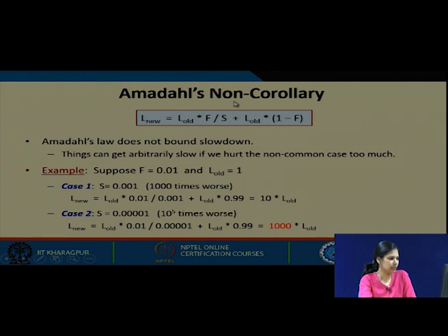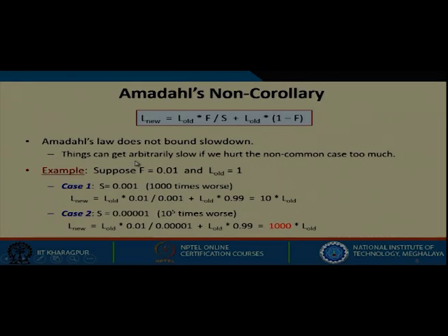Let us see Amdahl's non-corollary. Here what it says is that Amdahl's law does not bound the slowdown. That means, we are always saying that a part of the program can be improved and you can finally get an overall speedup of this much. But what if we slow down those portions which we are not improving, how will it affect the result? The parts which are not used so much, and you apply some techniques such that the performance of that part will further reduce. So, you are not making any speedup on that, and you are making something such that the performance of that part will further reduce.